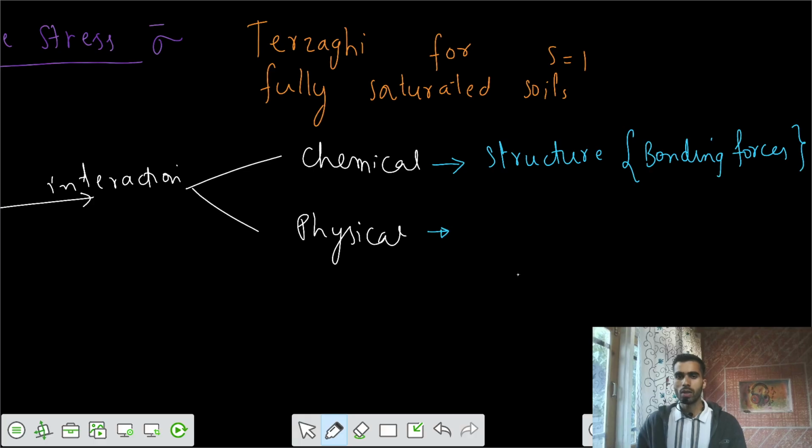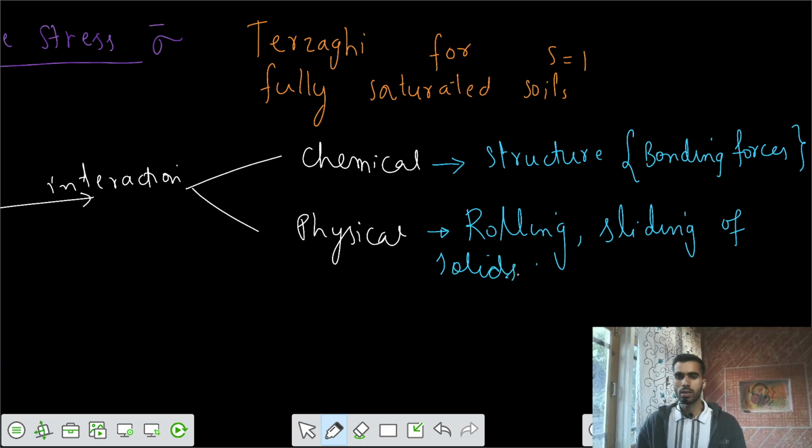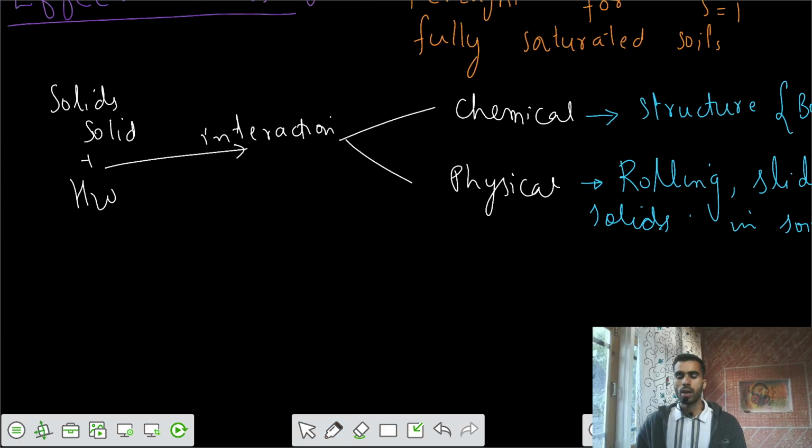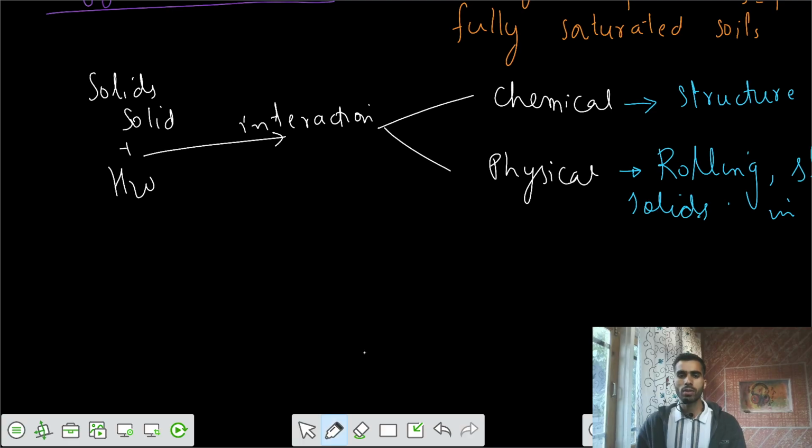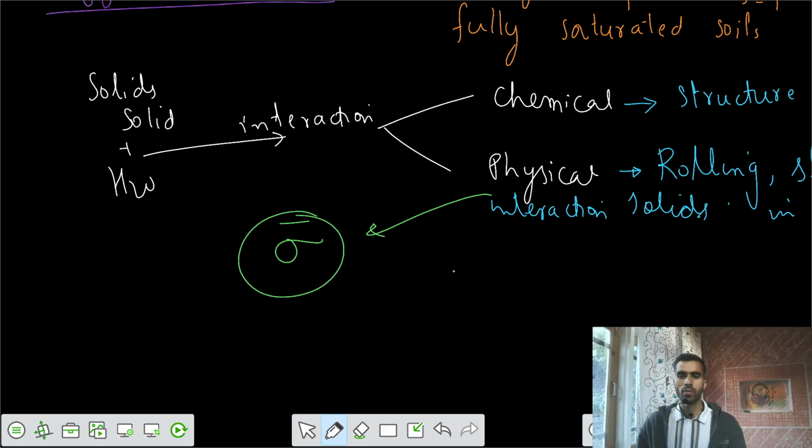And the physical one is talking about the rolling and sliding of those solids in the soil mass. So we have talked about the chemical structure. Now for the physical interaction of those soil solids with the water, we have this concept of effective stress. We study this physical interaction by the concept of effective stress.